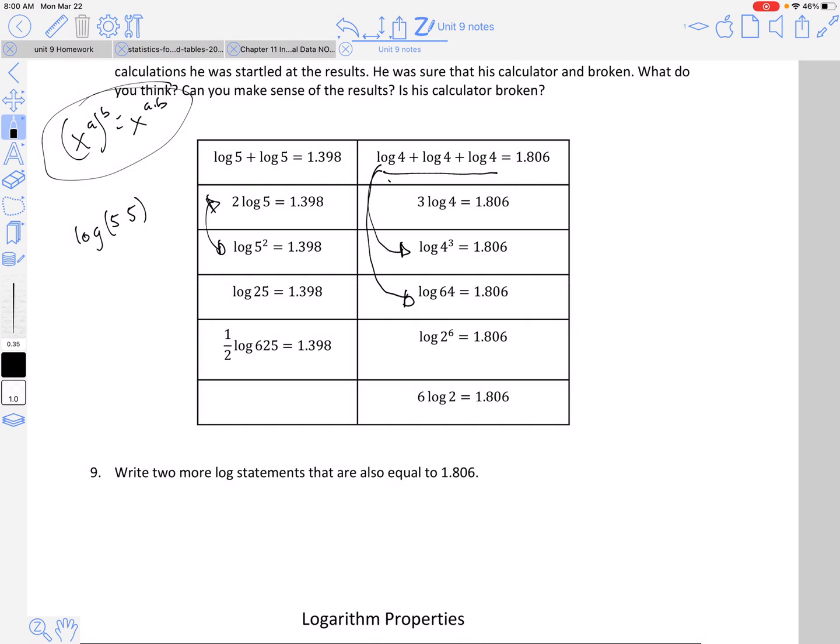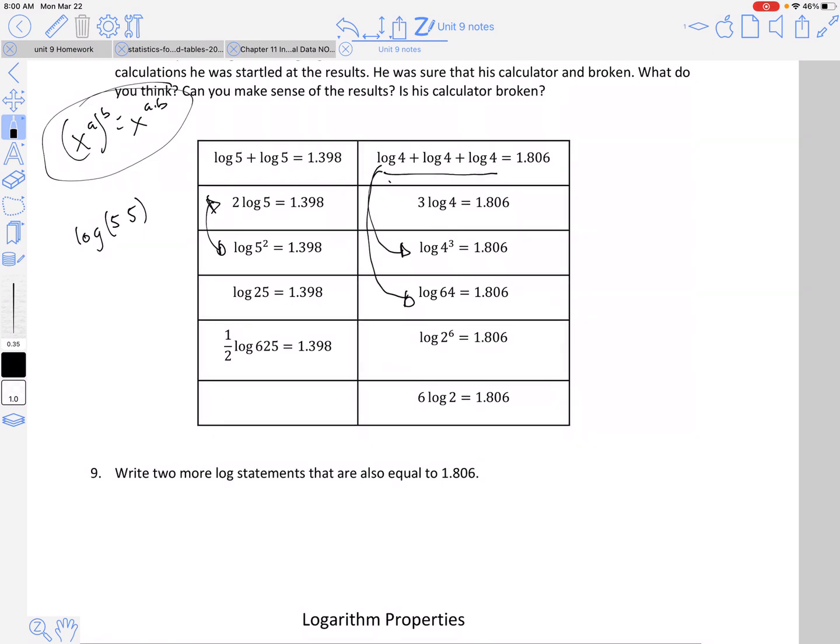Okay. All right. So a few notes on this real quick. Log 5 squared equals log of 25. Okay. Log 4 to the third equals log 64. But 64 could also be written as log 2 to the 6, since these all are log 64. Okay?